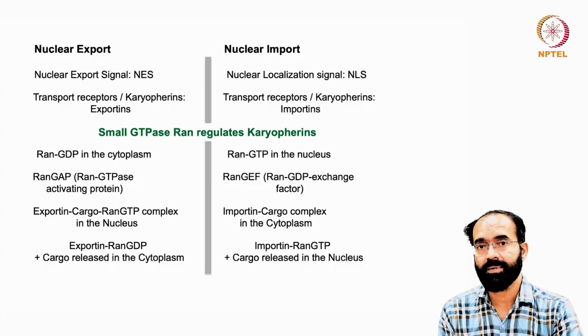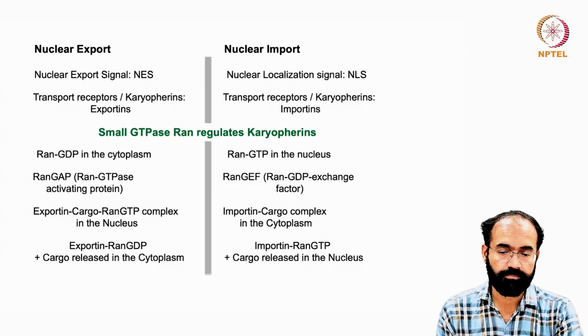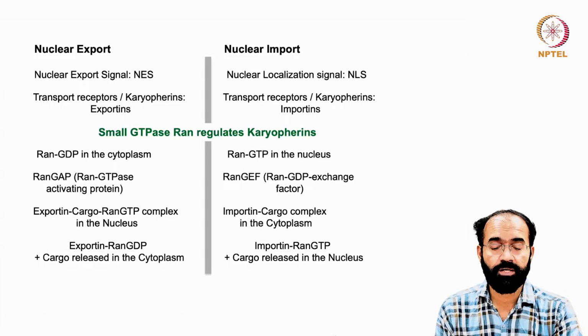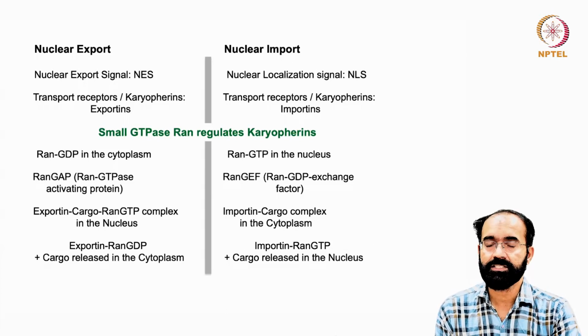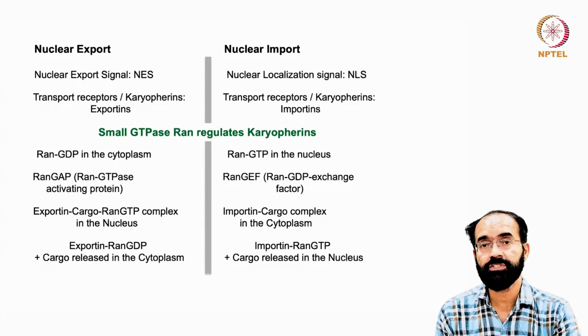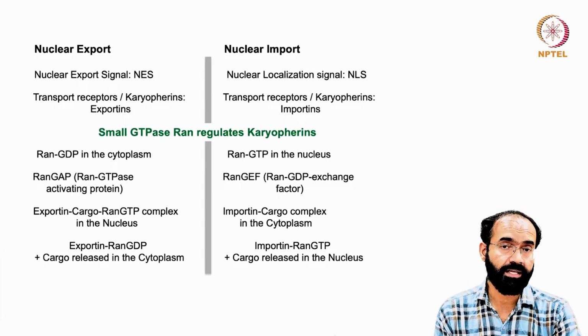Now let us see what happens in the nuclear import. In nuclear import, we know it needs to have the nuclear localization signal, and many times this nuclear localization signal is associated with the protein of the RNP.